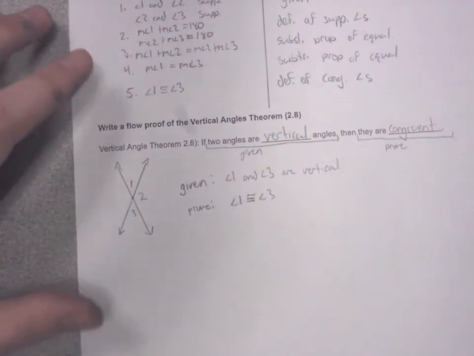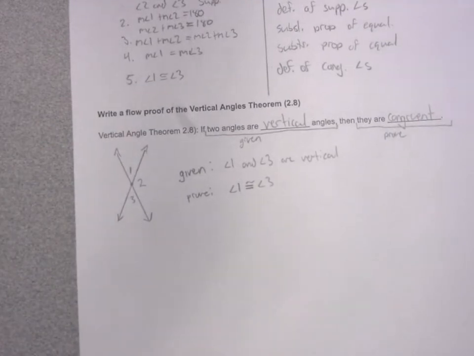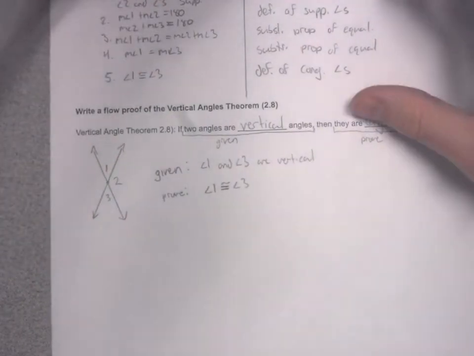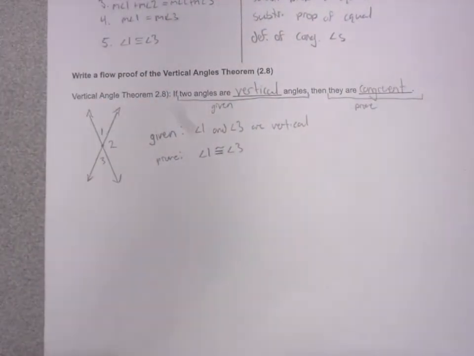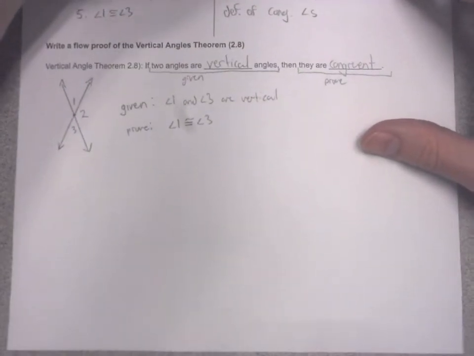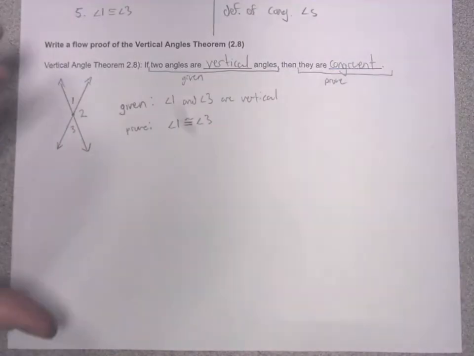So in this case, what we're going to do is a flow proof. A flow proof basically uses shapes and arrows to show the chain of reasoning. There's no specific direction that a flow proof has to go, but based on the space that I have in front of me, I'm going to go left to right because that's where I have the most space.